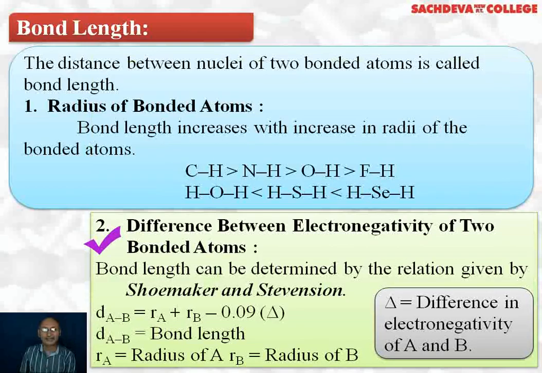Next, we are taking difference between electronegativity of two bonded atoms. Bond length can be determined by the relation given by Shoemaker and Stevenson. DAB, that is if you want to find out bond length of AB bond, this will be equal to radius of A plus radius of B minus 0.09 into delta. What is delta? Delta is the difference in electronegativity of A and B. RA is radius of atom A, RB is radius of atom B.